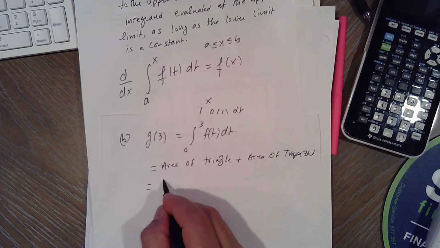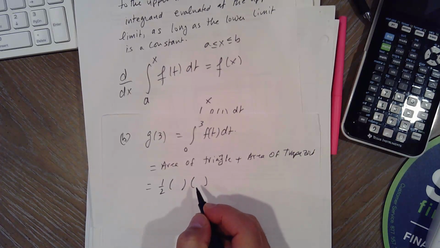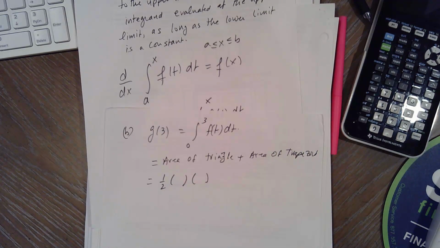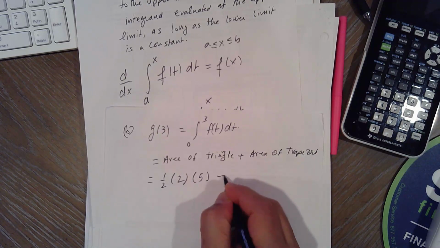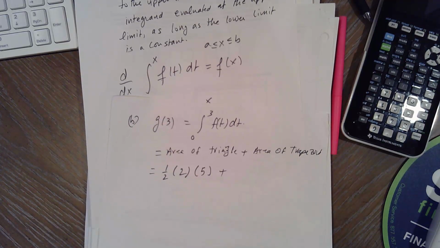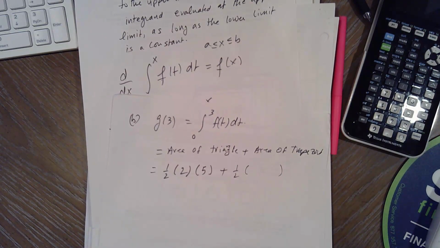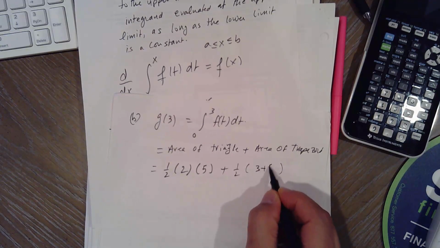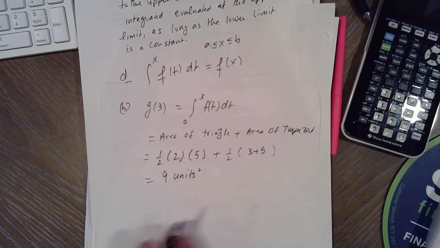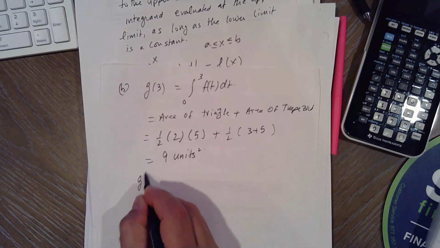The triangle is half base times height. Half base is 2 and height is 5, so the area is 5. Now the trapezoid is half the height times the sum of the two bases. The height is 1 unit, half of it is 1/2, times the sum of the two bases: one base is 3, the other base is 5. So you get 5 plus 4, which is 9 square units. That's g of 3.